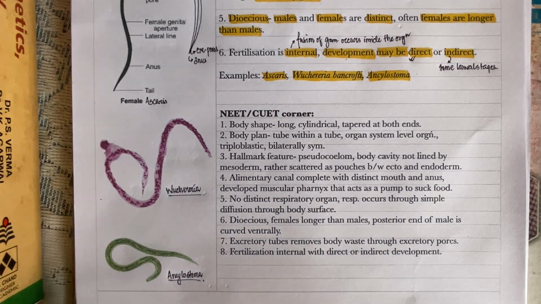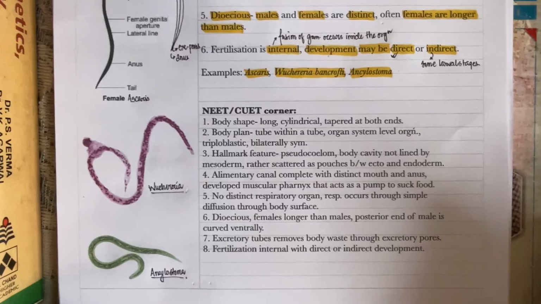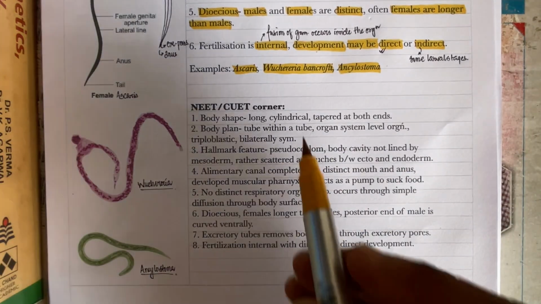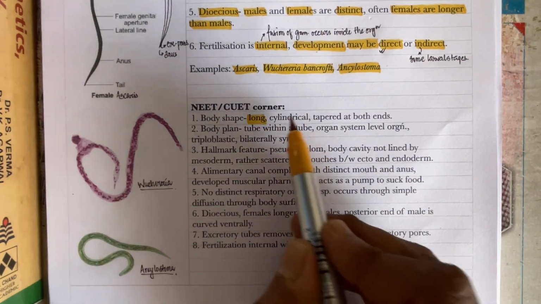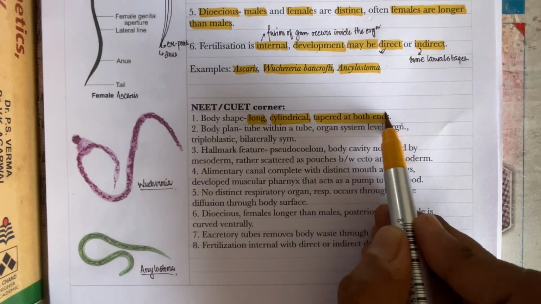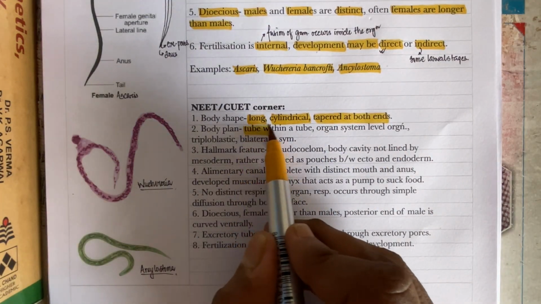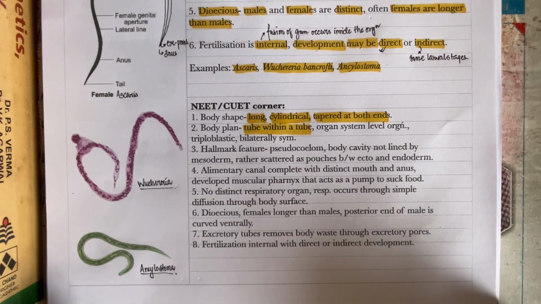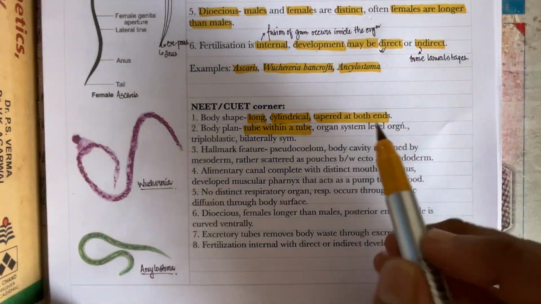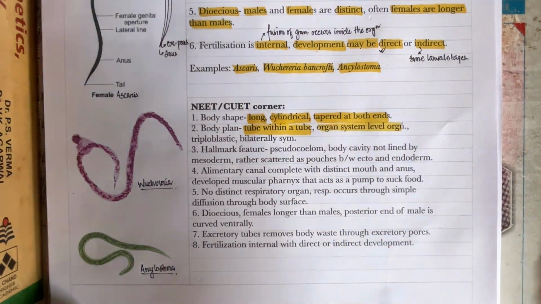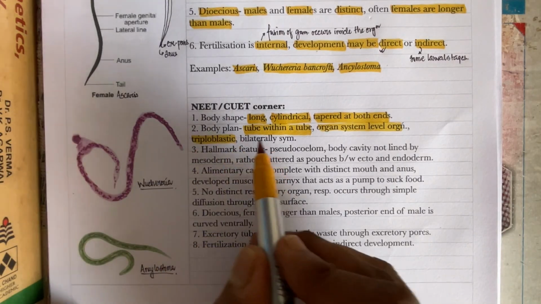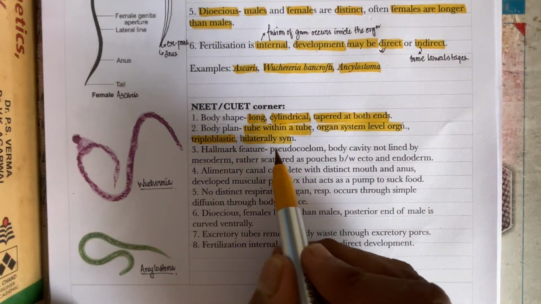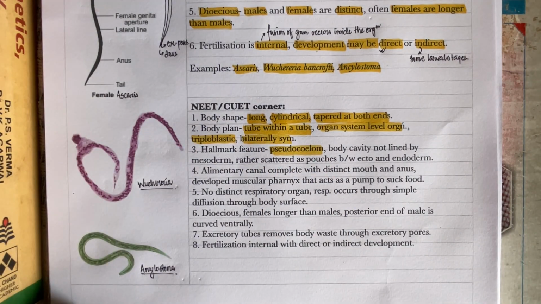Now for the competitive exams, what are the points that I should remember and keep in mind? Their body shape is long, cylindrical, tapered at both ends. It is a tube within tube arrangement. That is why they have a complete alimentary canal with a proper mouth and anus. They have organ system level organization, triploblastic, bilaterally symmetrical. The hallmark feature is having a pseudocoelom, right?